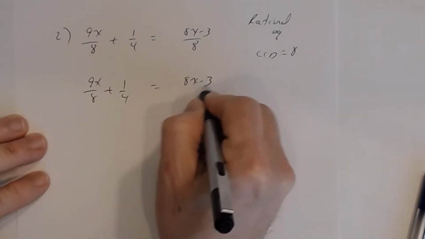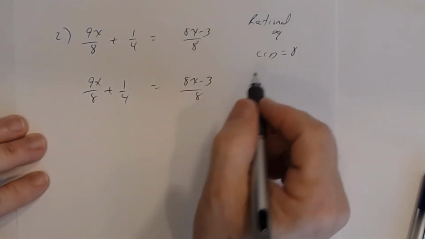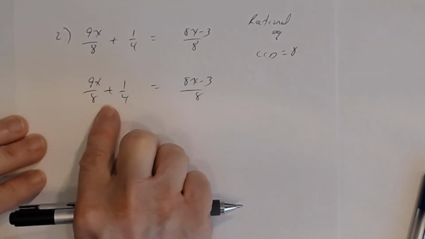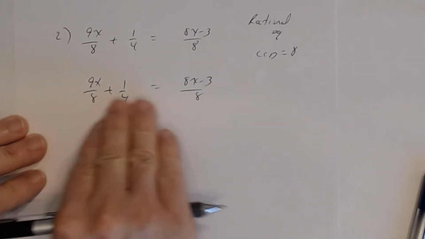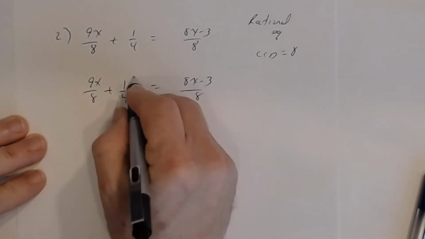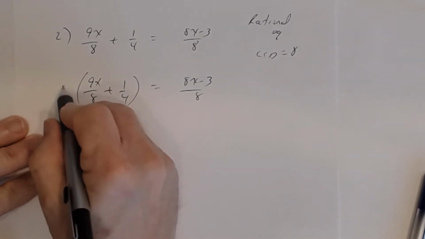So remember the whole thing, once you find the least common denominator, the next step is to multiply both sides by the least common denominator. Okay, both sides, the left side, the right side. The left side, though, has 2 fractions, so you have to put that in parentheses. You have to say times 8.